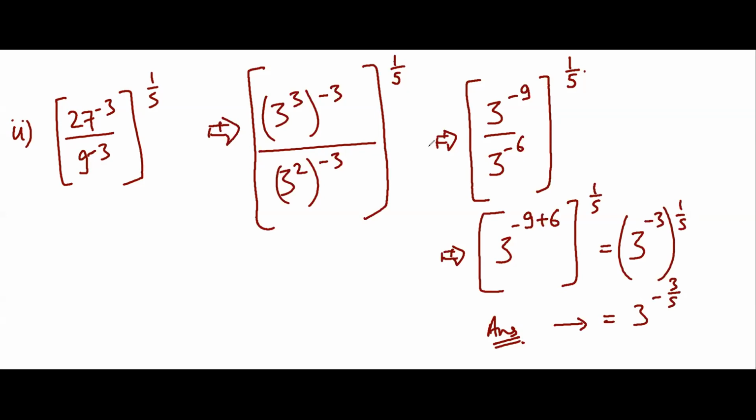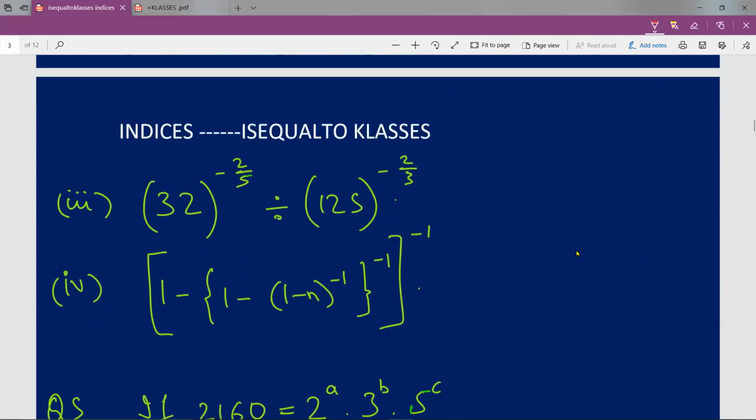Let's move to the next question. Okay, so the next question is 32 raised to power minus 2 by 5 divided by 125 raised to power minus 2 by 3.